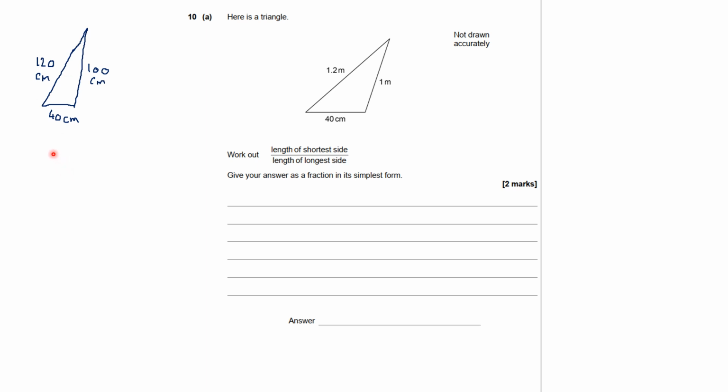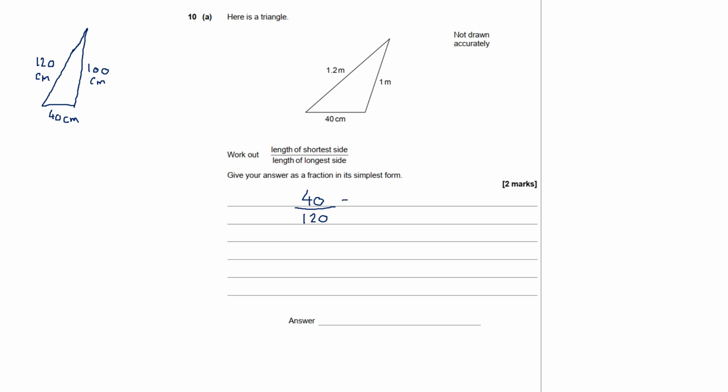So what's the shortest side? Well, what's the smallest number? 120, 100 or 40? We know that 40 is the smallest one. So let's get the pen and we're going to do 40 here, the length of the shortest side, and the longest side is 120. And then it says, give your answer as a fraction in its simplest form. So this is already a fraction, but we need to get it in its simplest form.